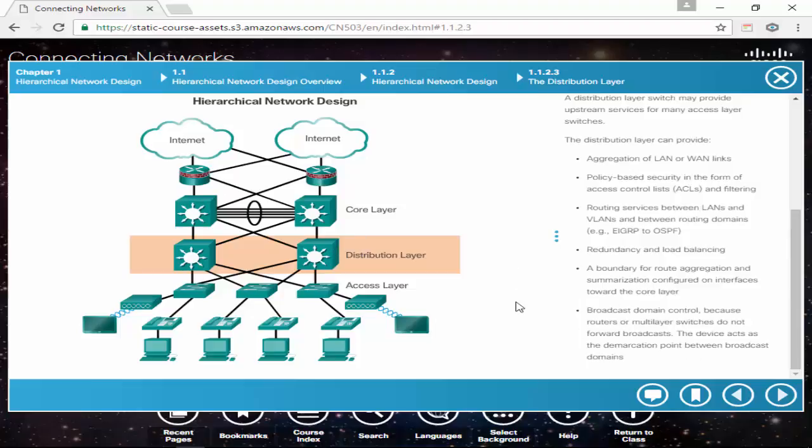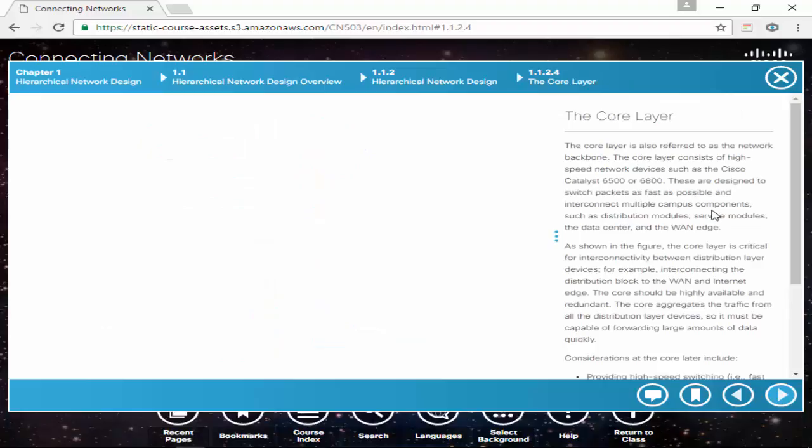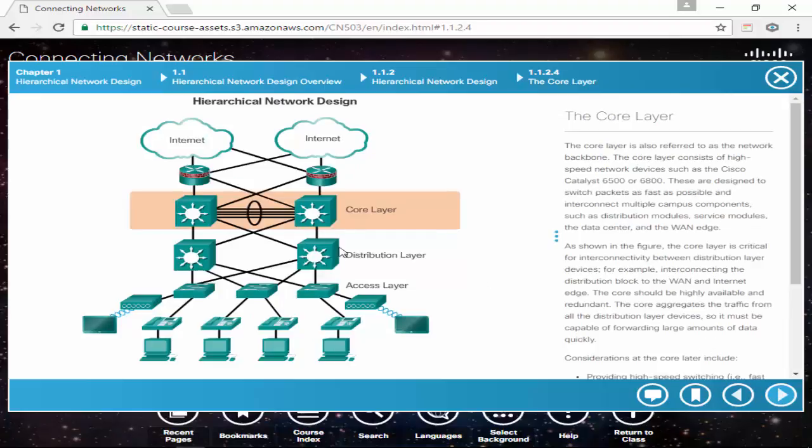And broadcast domain control, because routers or multilayer switches do not forward broadcasts. The devices act as the demarcation point between broadcast domains. And what the demarc means is just the stop of the responsibility.